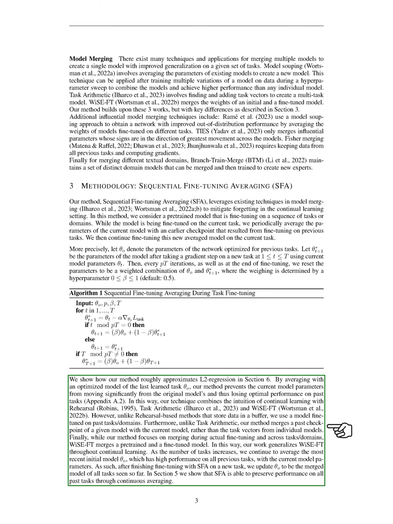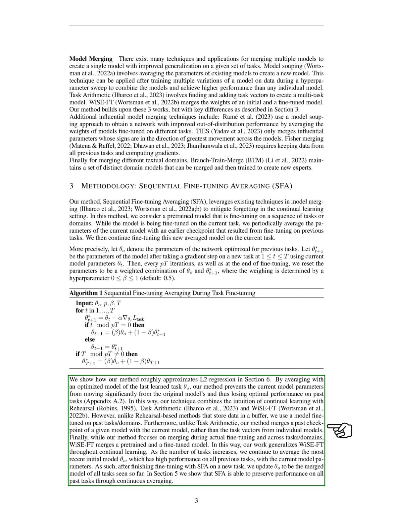Our technique integrates ideas from continual learning, rehearsal, task arithmetic, and WISE FT, but differs by using a model fine-tuned on past tasks instead of storing data in a buffer. Additionally, we merge a past checkpoint with the current model rather than combining task vectors from different models. Our method focuses on merging during fine-tuning across tasks, while WISE FT merges a pre-trained model with a fine-tuned one.